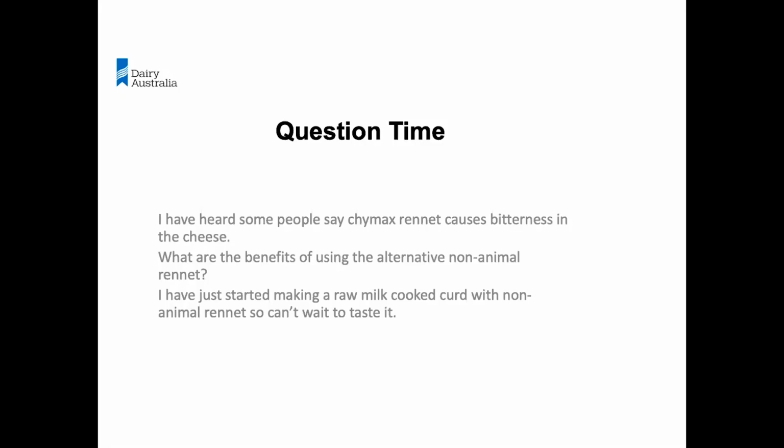And well, for me, just starting to make raw milk cooked curd with non-animal rennet, this is a syllogism. We try to make a very artisan type of cheese, raw milk cooked curd, with a very industrial ingredient, which is the non-animal rennet. So I don't see the point of it, I would say. It means that you are trying to sit between two chairs, so either be really artisan and ideally make it with animal rennet.